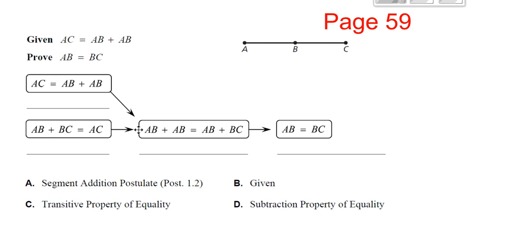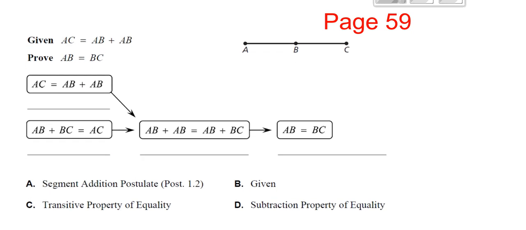As we start here, notice our given statement starts on the furthest left. So here we have our statement that's given: AC equals AB plus AB. Well, we're going to use two statements to build this next one, so that's why we have two arrows going to this next step. Our conclusions are what we're writing in. So AB plus BC equals AC. Well, that's our segment addition postulate.